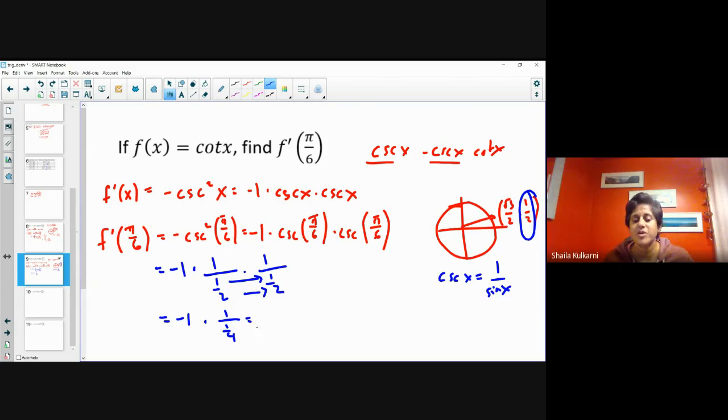And then maybe you have to take that extra step of doing keep, change, flip, but eventually you will get -4. So what you are telling me is on the cotangent graph, the slope is -4. So on the cotangent graph at pi over 6, my graph is going down at a slope of -4. That's what's going on right there. Okay, let's try 2 more.